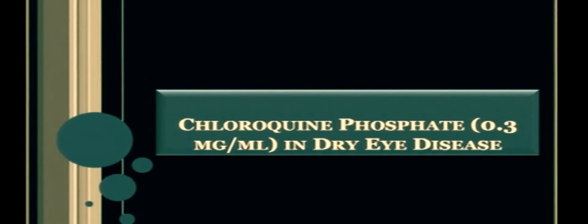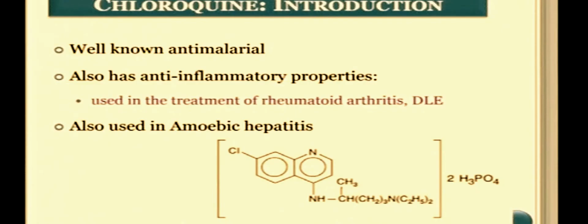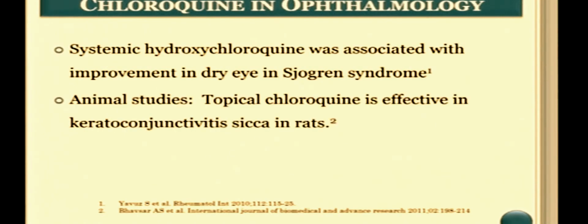So a couple of studies have found out that chloroquine phosphate is quite useful in dry eye. How? Because it can reduce apoptosis. Now it's a known antimalarial drug, and it was found to be useful in Sjogren's. They found out that systemic hydroxychloroquine was associated with improvement in dry eye symptoms in Sjogren's syndrome. So that brought the concept of the use of chloroquine drops.